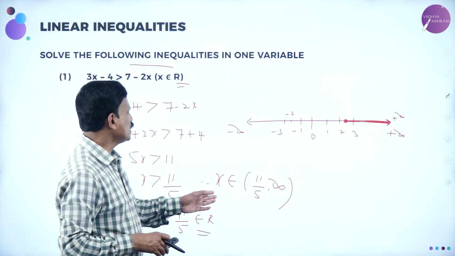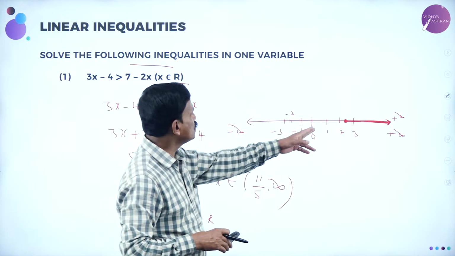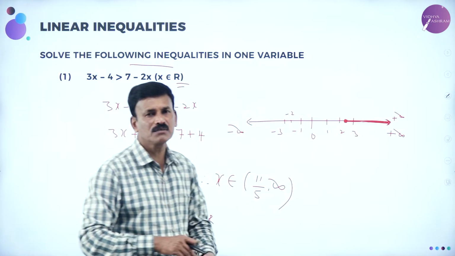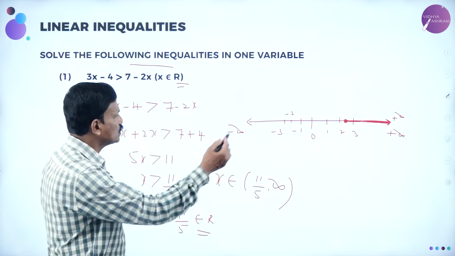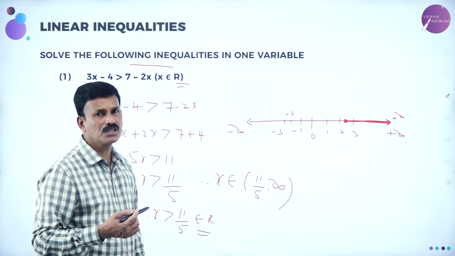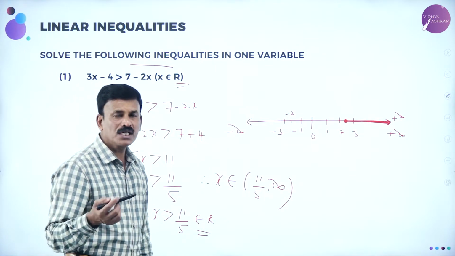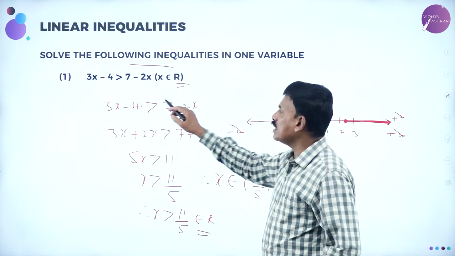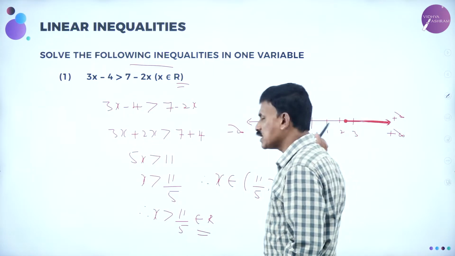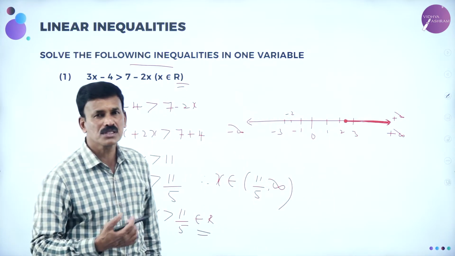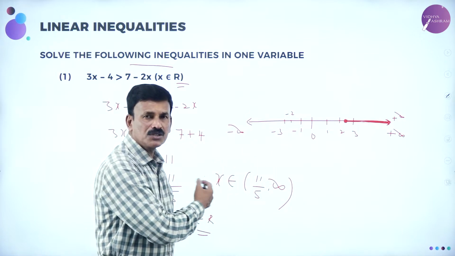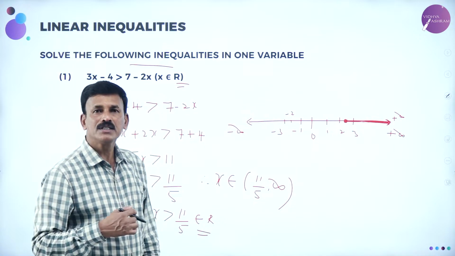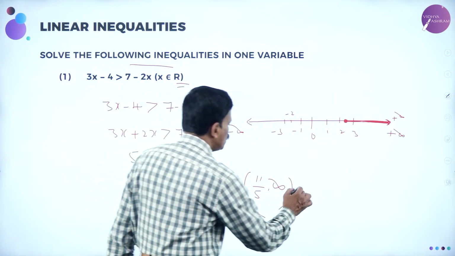So x belongs to 11 by 5 to infinity, meaning 2.2, 3, 4, etc. up to infinity is the representation of this solution on the number line. This is how we are going to represent it on a number line. In the examination they may ask this for 2 marks: solve the following inequality and represent the solution on the number line. This is how we represent it, all positive towards the right and negative towards the left-hand side of the straight line. Okay. And this is the solution set.